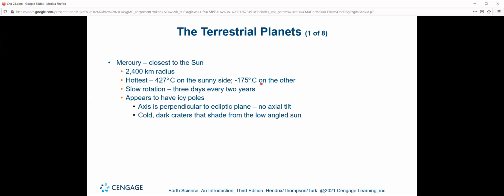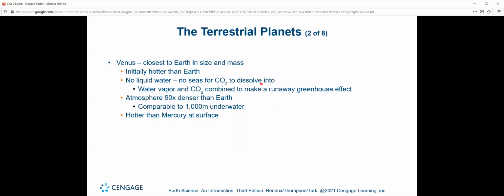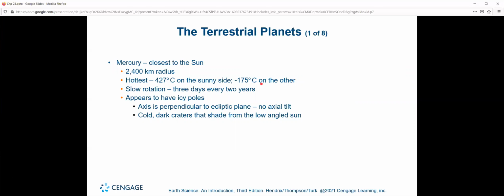There do appear, oddly enough, to be icy poles on Mercury. Its axis is perpendicular to its elliptical plane, meaning there's no axial tilt. And we talked in the last chapter about Earth's wobbling axial tilt, some 4.5 degrees, I think, something like that. Mercury doesn't necessarily have that. It has cold dark craters that shade from the low angle of the sun, allowing ice to form, even at these incredible temperatures.